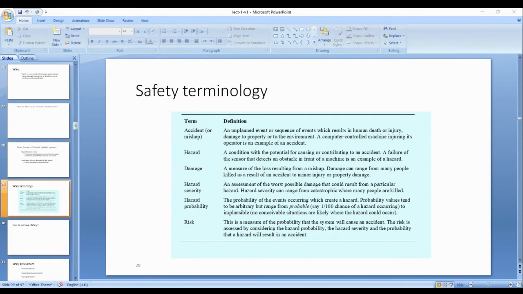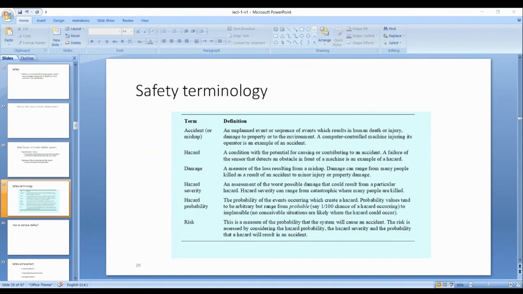So a computer controlled machine injuring its operator, it's also an accident, because in one manufacturing company, one operator was killed by the automatic robot, and the robot was there to assemble the car and hit the operator and killed him. That was an accident.